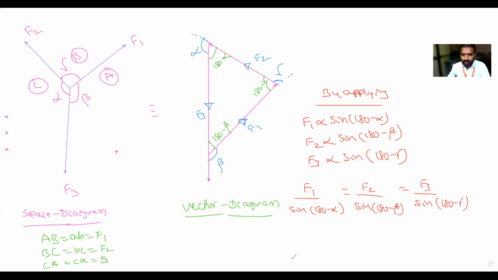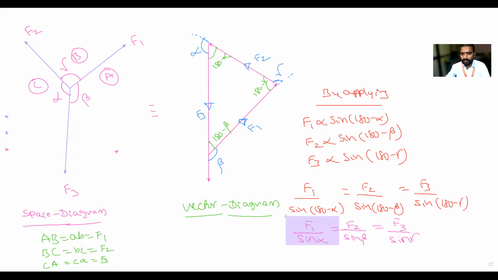What is sine of 180 minus alpha? Sin alpha, correct? So F1 divided by sin of 180 minus alpha, can I write it as sin alpha? F2 divided by sin of 180 minus beta is sin beta. And F3 divided by sin of 180 minus gamma is F3 divided by sin gamma. Okay, so this is entire as per Lami's theorem.